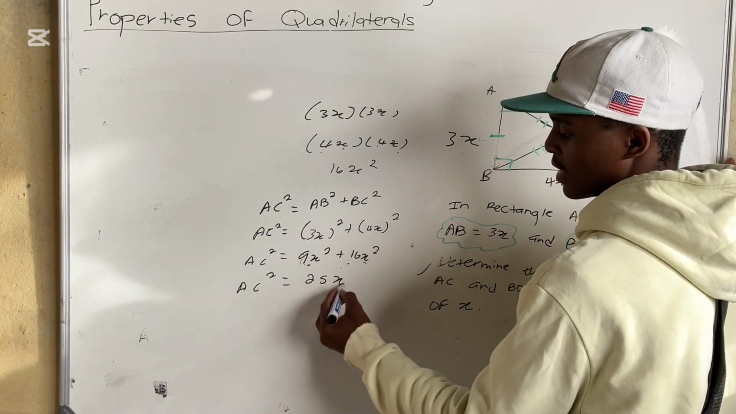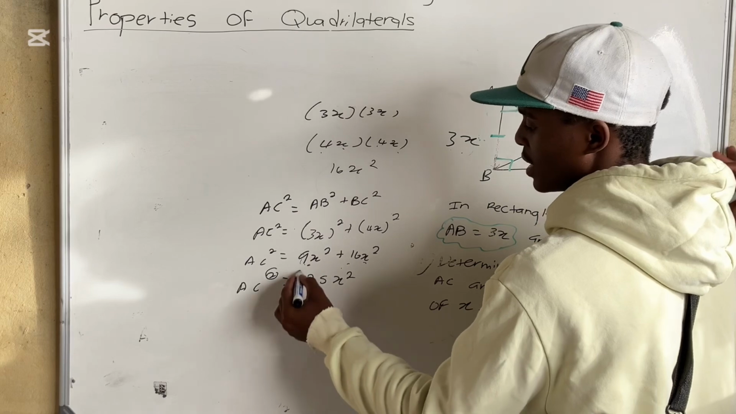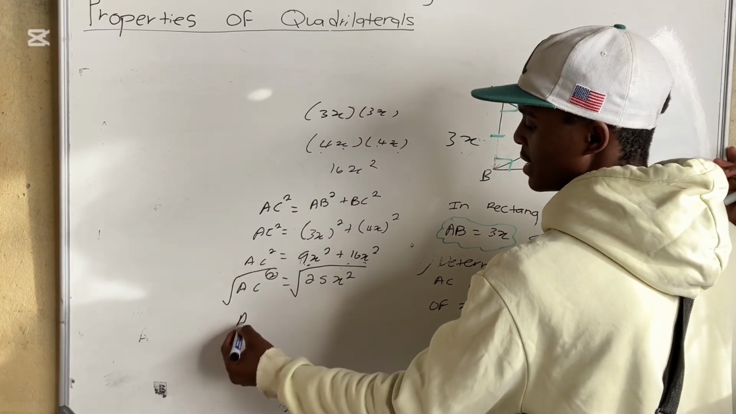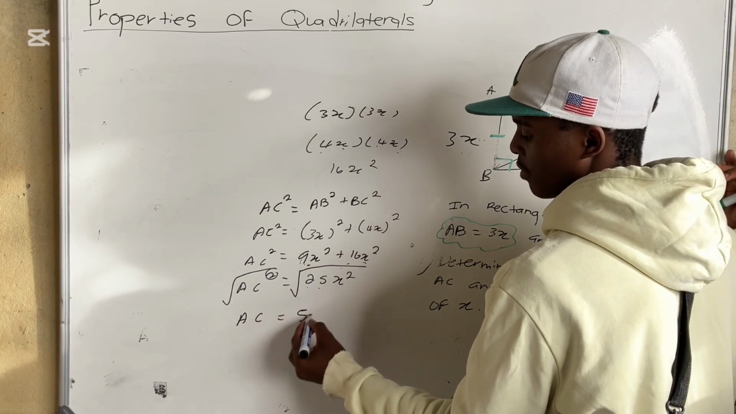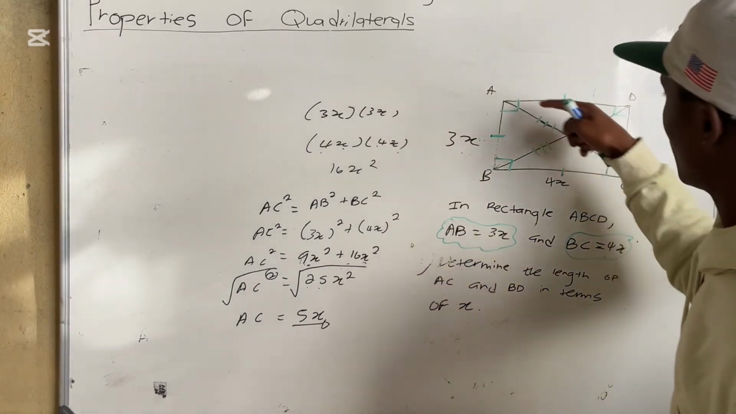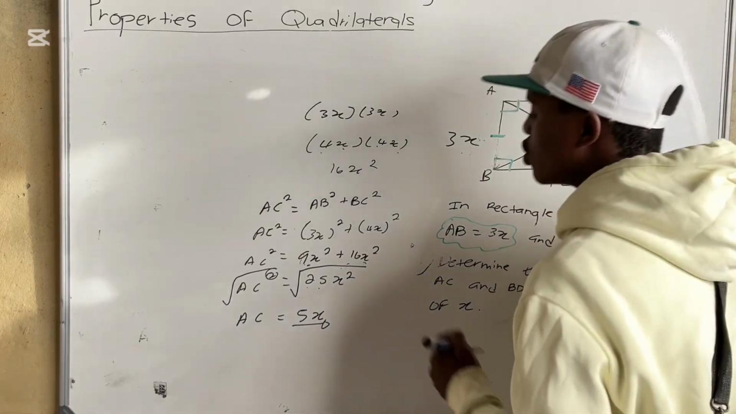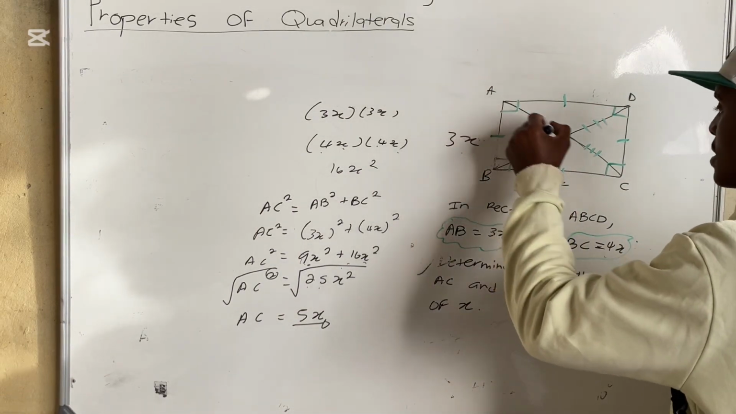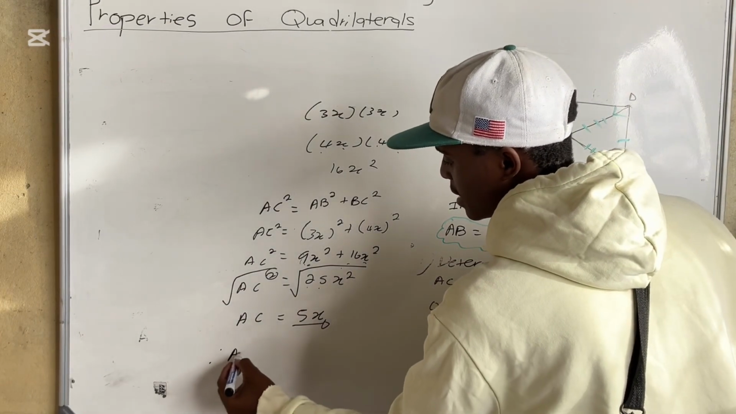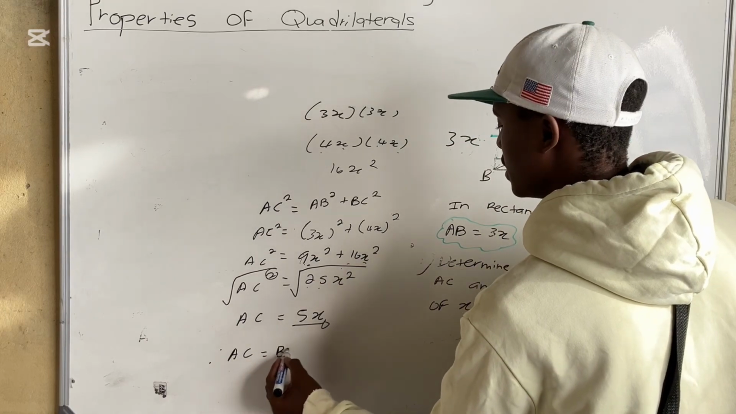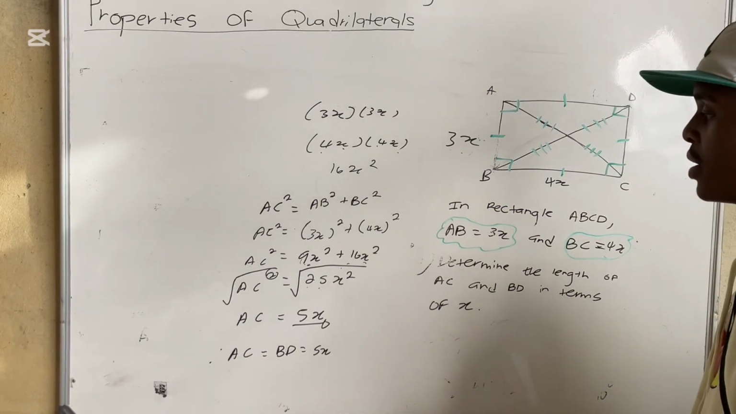So it's 25x squared. Remember, when we want to remove the squared, we square root both sides. And then we say AC equals the square root of 25, which is 5, and then x. This is our answer. So our AC is 5x. Since we know that this whole line is equal to the whole of this line, therefore AC is equal to BD. There's no need for you to do any calculations, and then you are done.